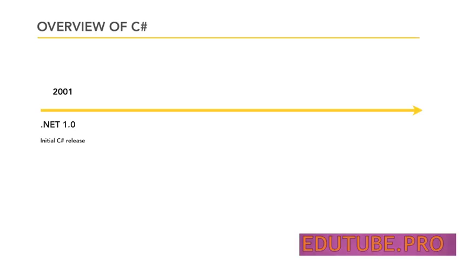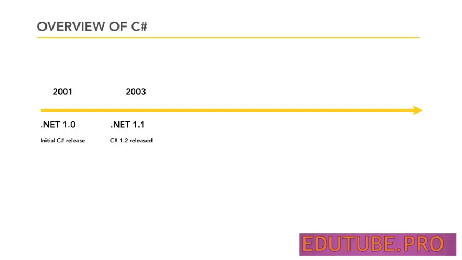C# got its start way back in 2001. This was when Microsoft released the first version of .NET, that was .NET 1.0. That was where C# burst onto the scene. And it continued along for a couple of happy years until 2003 came along, which was when Microsoft released .NET version 1.1, and that was when C# 1.2 was released.